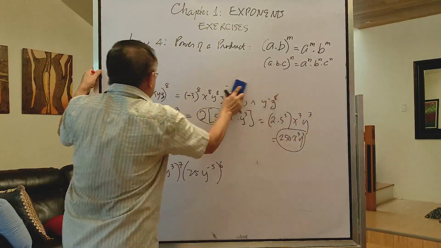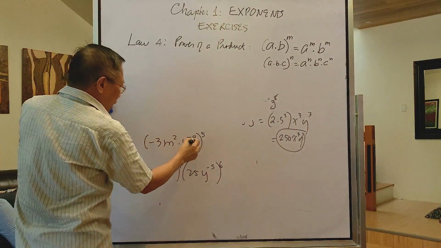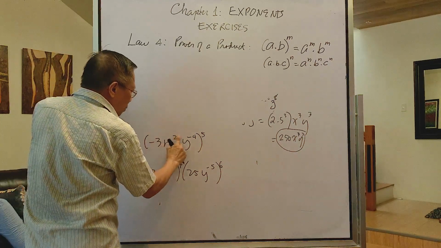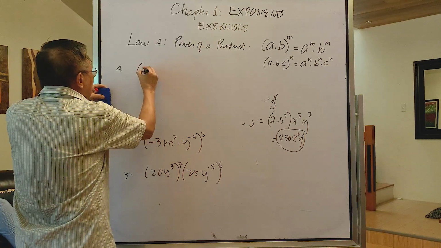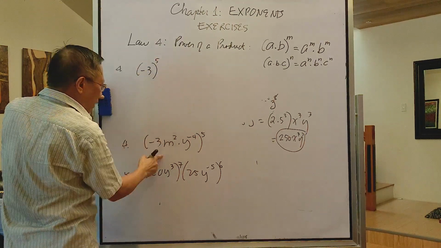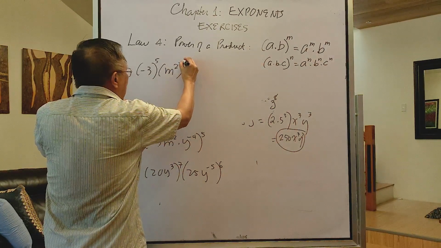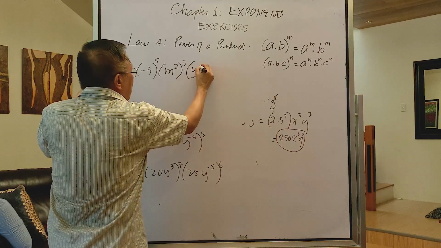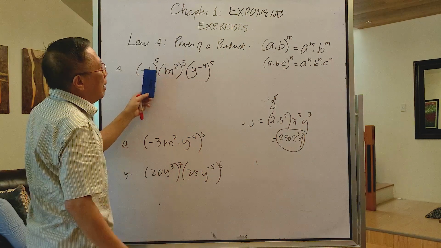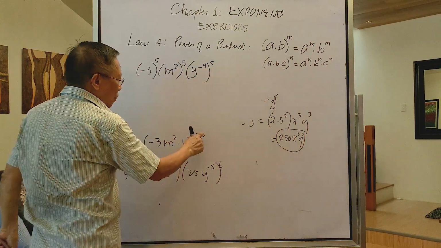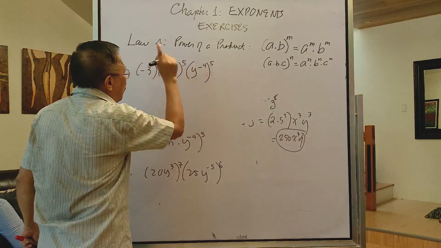Okay? Let's see number 4 here. Again, how many factors do we have? 1, 2, 3. The negative, I will have it owned by the 3. So that one becomes negative 3 raised to the 5. I have here m squared raised to the 5 and y to the negative 4 raised to the 5. That is, we just applied the power of a product. The 5 here affected all the factors inside. So we get to the 5th, to the 5th, to the 5th.